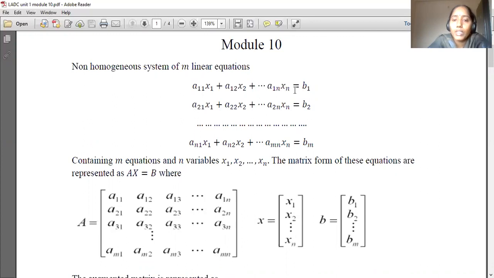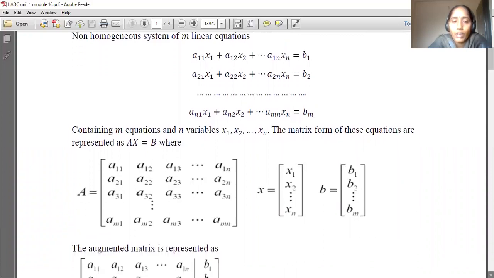And X is the variable matrix, which is a column matrix, with all the variables as a column. And B is the constant matrix. That is also a column matrix, with all the constants in the system of equations as a column.